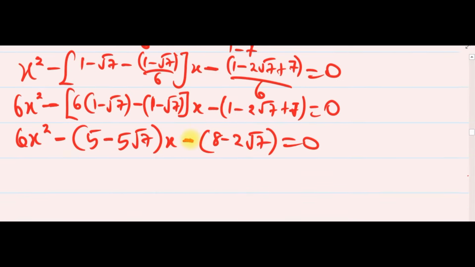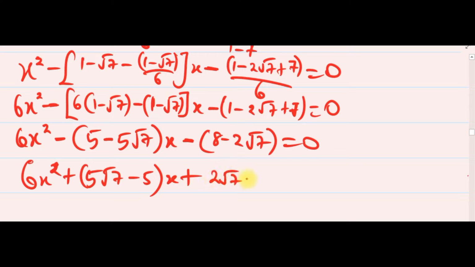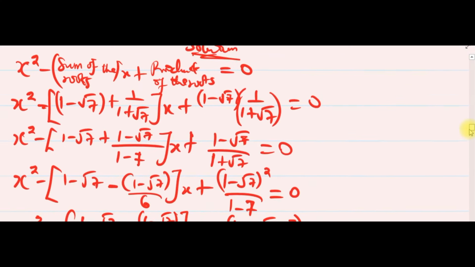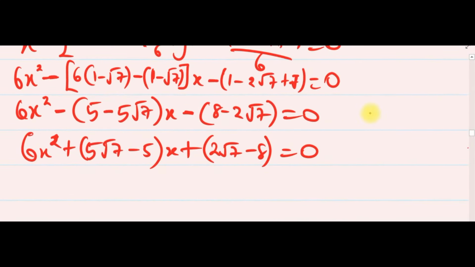Finally, since I have a negative sign, I better bring the negative sign out. So we have 6x squared plus 5 root 7 minus 5 times x. I decided to swap the sign, bringing the negative out. We have plus 2 root 7 minus 8 equal to 0. So from the options, the answer is option A.